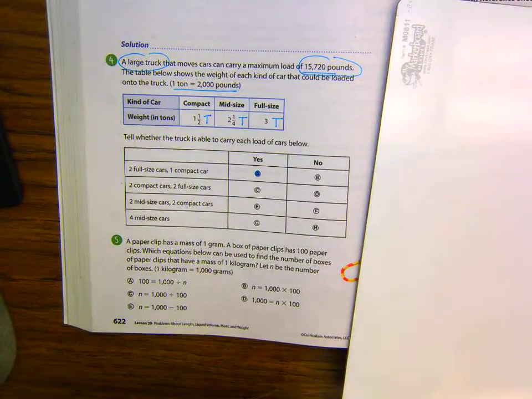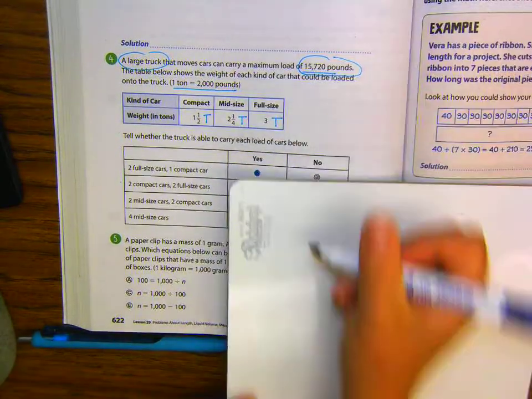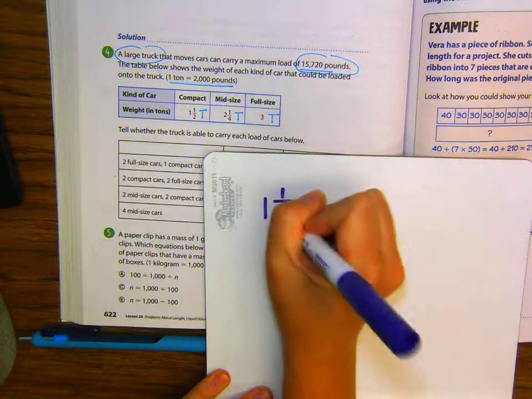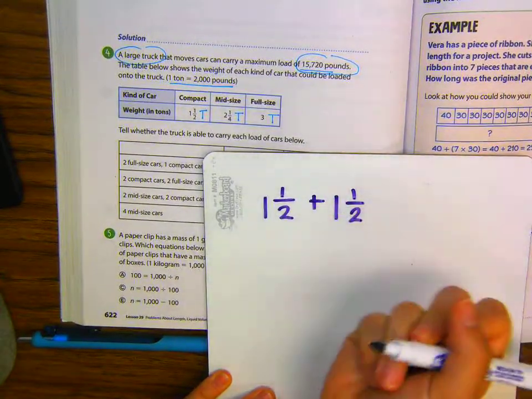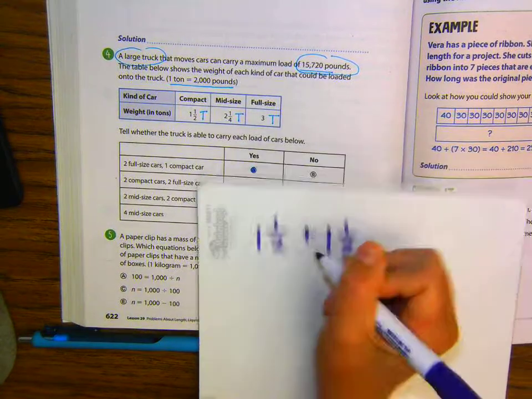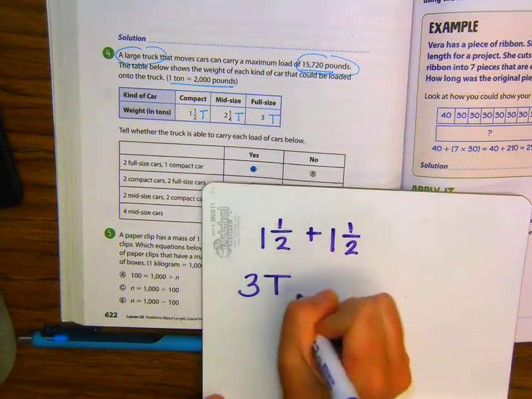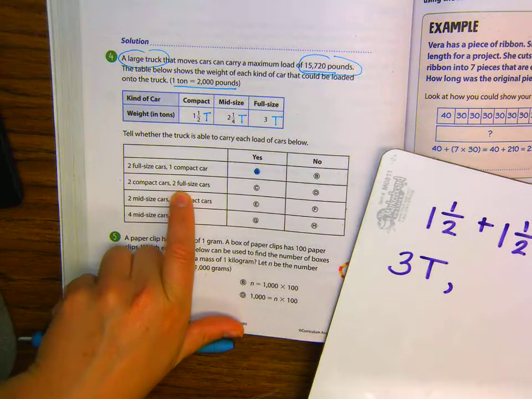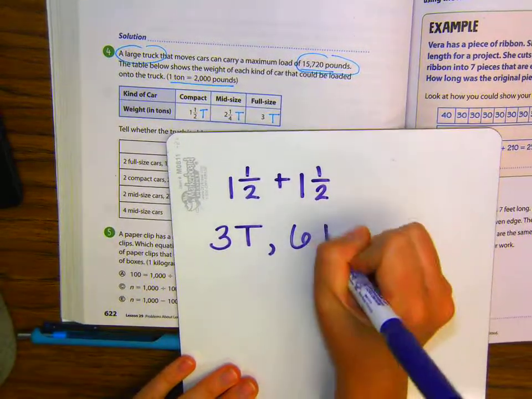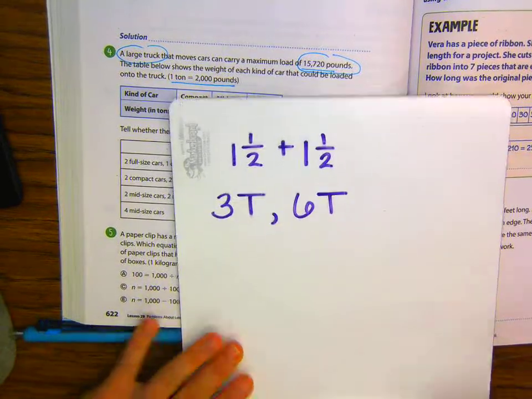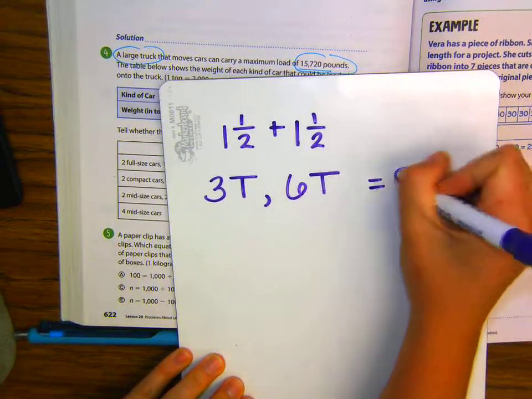Second one, we have 2 compact cars. So that's 1.5 plus 1.5. 1 and 1 makes 2. Another 2 halves makes 3. So I have 3 tons. And then I also have 2 full-size cars. So 3 plus 3 is 6 tons. 3 plus 6 is 9 tons total.